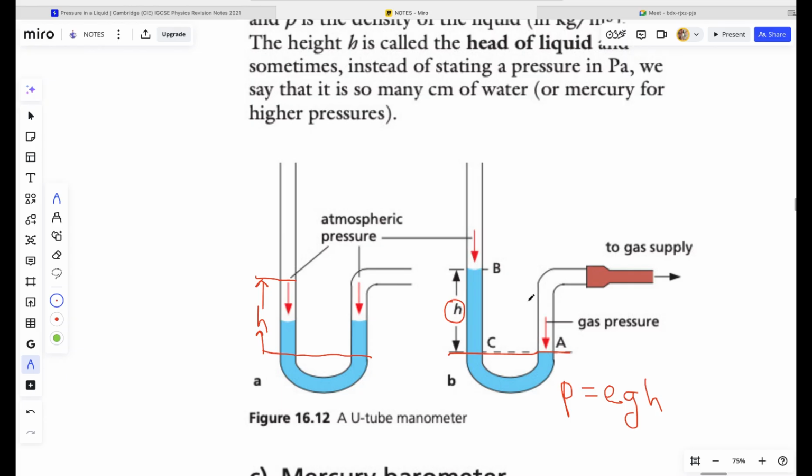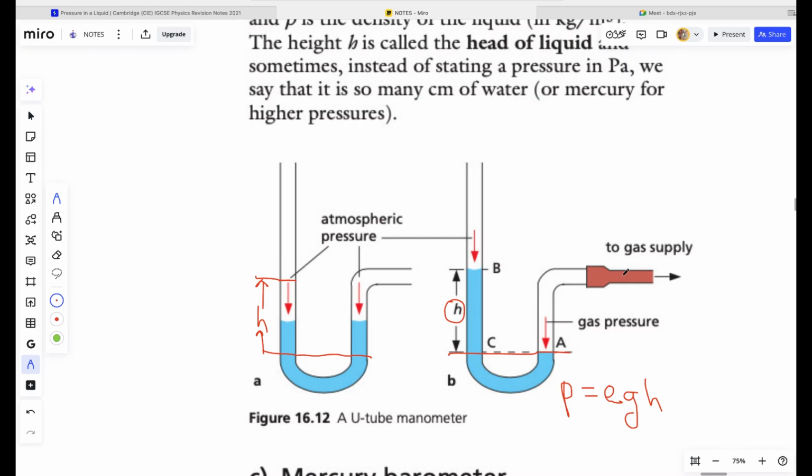This is how a manometer is used for measuring the pressure of the gas. Because this gas is the one that is pushing down the liquid, exerting a pressure on the liquid and causing the liquid to flow up on the other side. The gas pressure causes the liquid to flow upward.